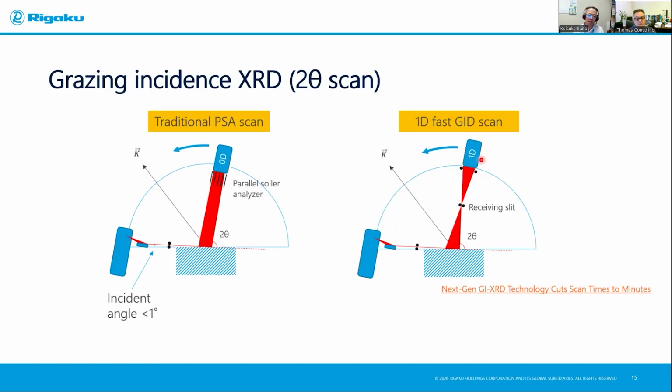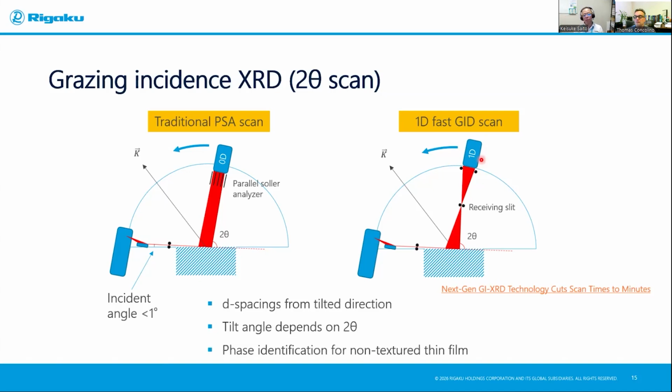But in either case, the scattering vector k is tilted from the sample perpendicular direction. So we are looking at this spacing from a tilted direction, but the problem is this tilt angle depends on the 2 theta. It means every different 2 theta peak has a different tilt angle. That makes analysis very, very difficult. That's why we normally limit this GID method to thin films that do not have strong preferred orientation.